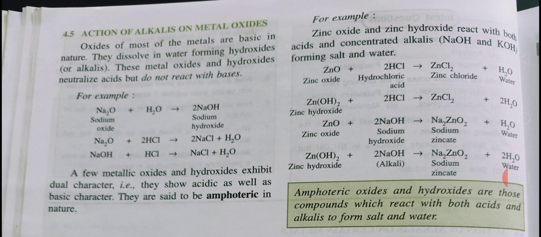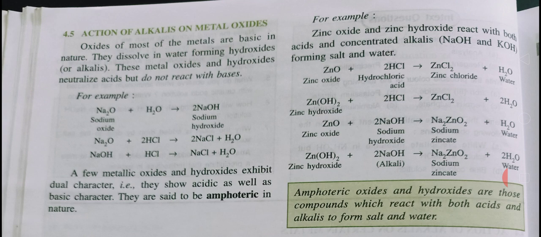So any metal, that is sodium or any other metal, when its oxide reacts with water, forms the corresponding hydroxide. And children, these oxides also react with acids to form salt and water, as the example is shown over here, that sodium oxide reacts with water to give you sodium hydroxide. Sodium oxide reacts with an acid, HCl, to give you salt NaCl and water. NaOH, that is sodium hydroxide, reacts with HCl to give you NaCl plus water.